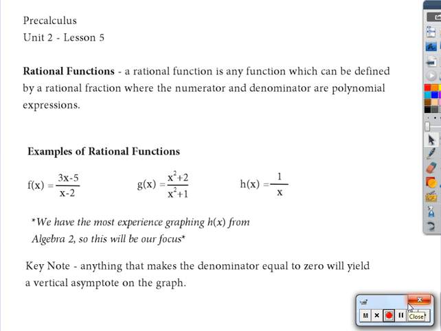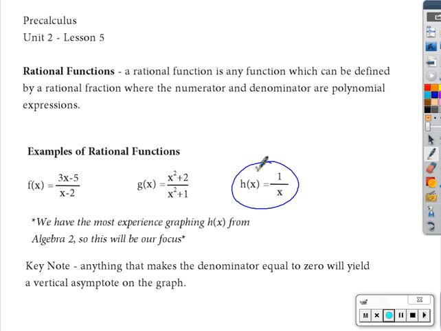Rational functions. A rational function is any function which can be defined by a rational fraction, where the numerator and denominator are polynomial expressions. Here are some examples of rational functions. The one that should look most familiar to you would be our parent graph for hyperbola from Algebra 2. That will be the one that we focus on the most for our discussion.